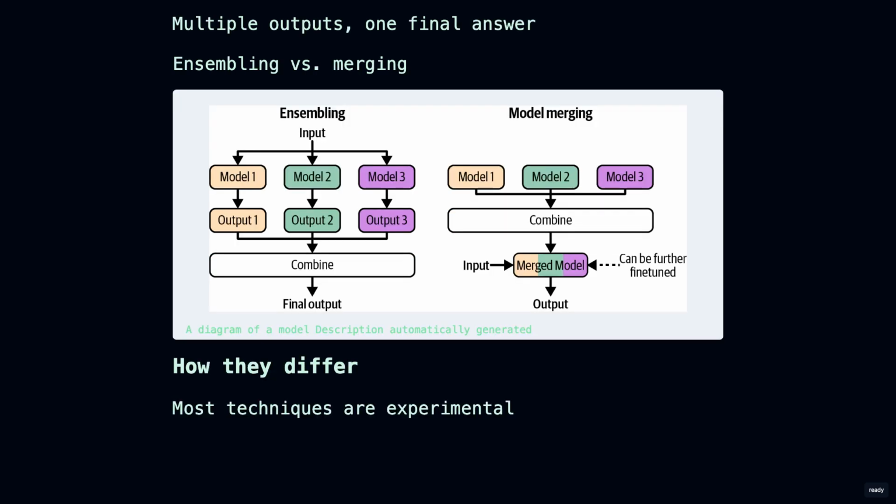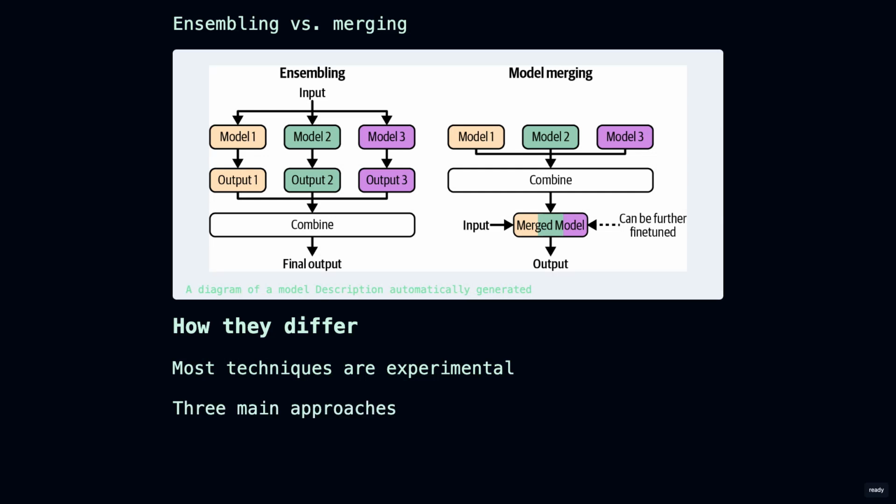Many merging methods are still evolving, so the details can change quickly. I'll focus on the main ideas rather than any one recipe, because the high-level patterns are more stable than individual papers. At a high level, merging usually happens in three ways: summing parameters, stacking layers, or concatenating components. The details differ, but these three patterns cover most of the common intuition.